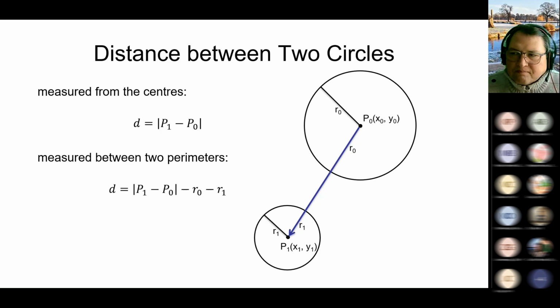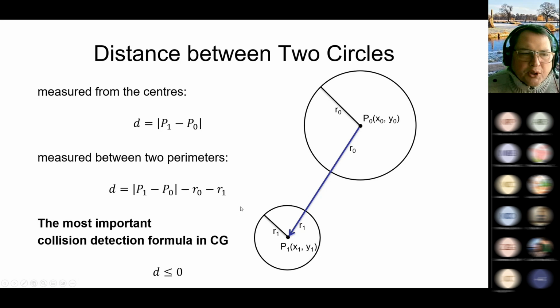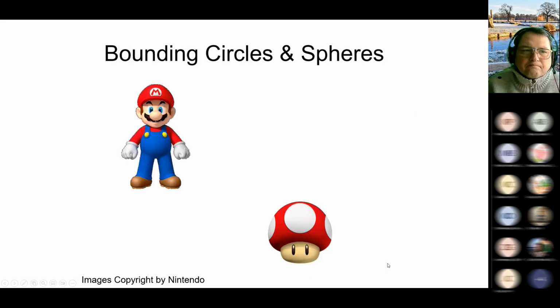And this actually creates something that is, in my opinion, the most important collision detection formula in computer graphics. Because if you have two circles and you have this formula, you can discover that if d is less than 0, this means collision between the circles. If it is greater than 0, this means absolutely no collision. Why is this so important? Because of exactly this: bounding circles and spheres.